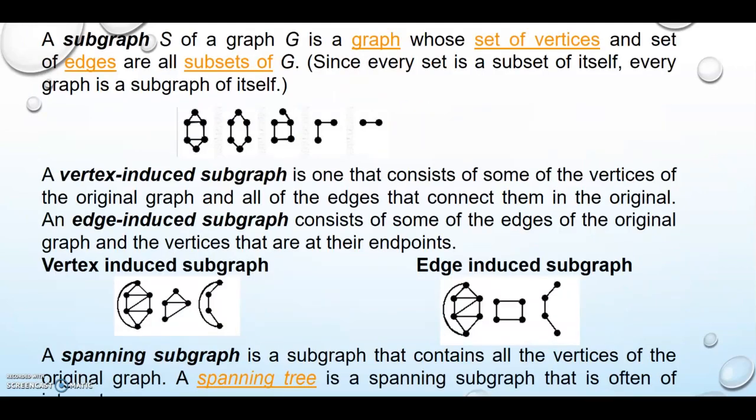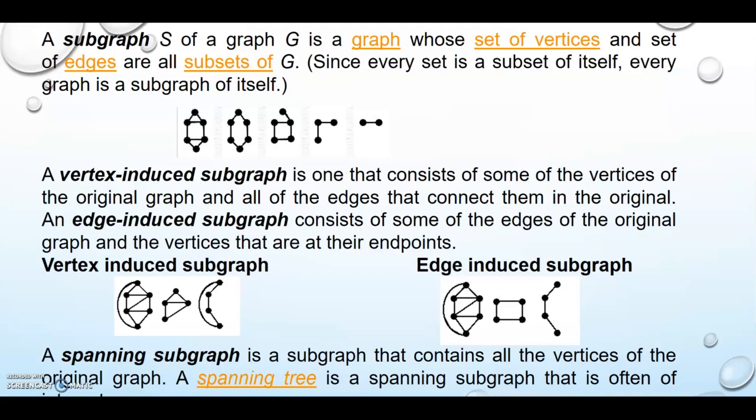And now I'm going to talk about types of graphs, some more graphs, which are the subgraphs. What is a subgraph? It's a graph which is taken from the graph G. Only a few parts are taken from the original graph. Then we say it is a subgraph, whose sets of vertices and sets of edges are all subsets of G. Since every set is a subset of itself, every graph is a subgraph of itself.